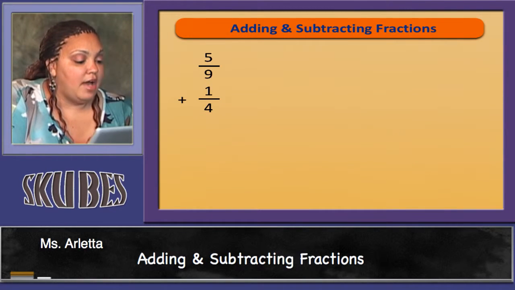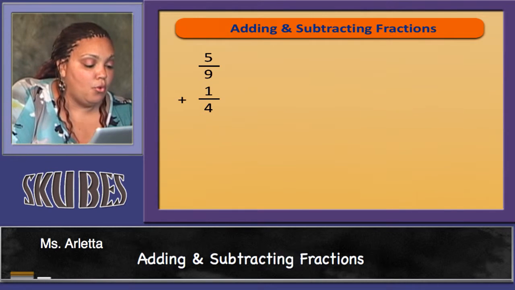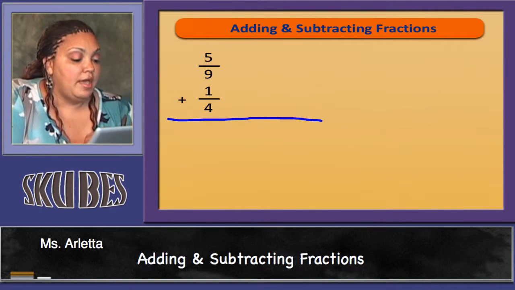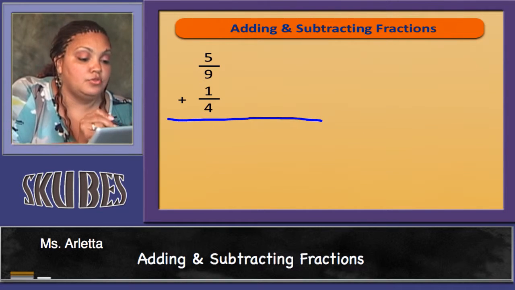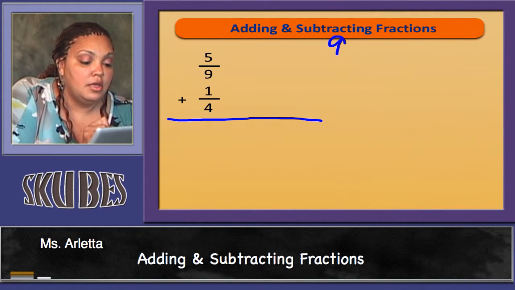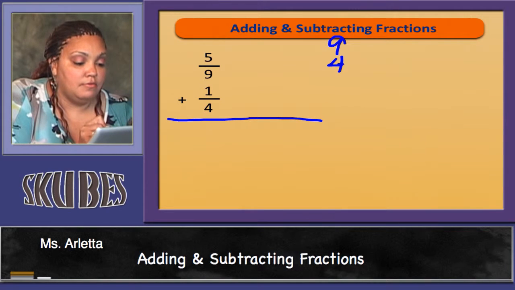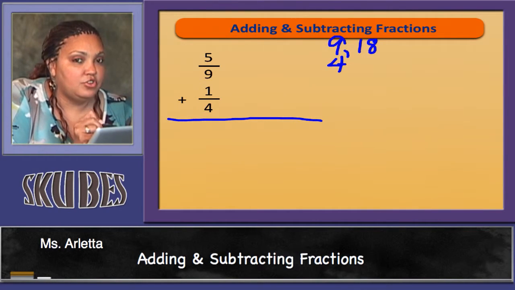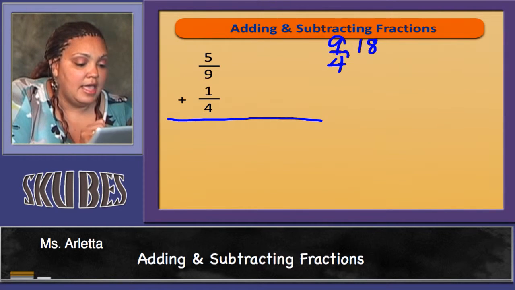Now we have 5 over 9 plus 1 over 4. We have a 9 as a denominator and we have a 4 as a denominator. So those are the numbers that we're going to get a multiple of. 9, 18. Remember, it's just the answer to the multiplications of 9 and the answer to the multiplications of 4.